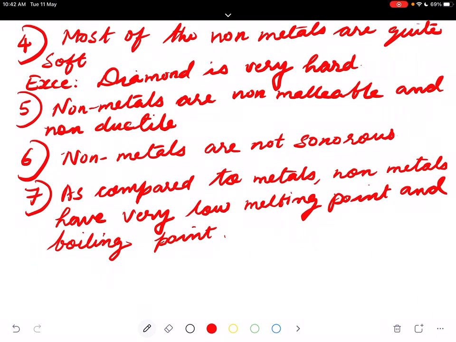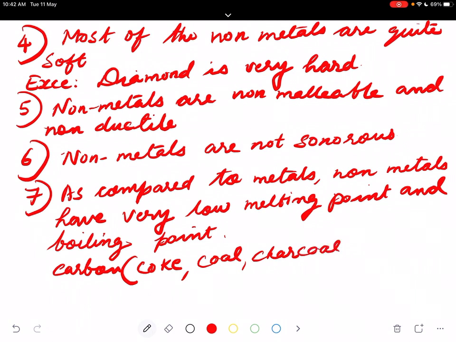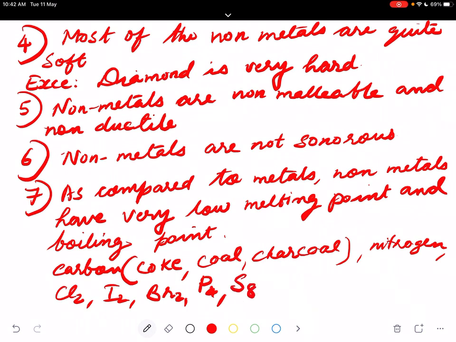Now, what are the examples of these non-metals? Common examples of non-metals are carbon, which may be in the form of coke, coal, charcoal, or nitrogen, oxygen, bromine, chlorine, iodine, phosphorus, sulfur, etc. Nitrogen, then chlorine, Cl2, then iodine, I2, bromine, Br2, phosphorus, P4, sulfur, S8.